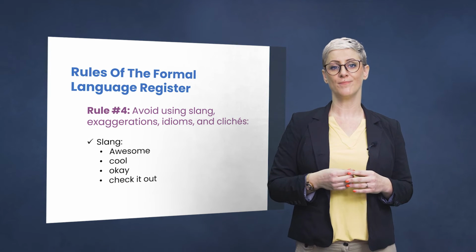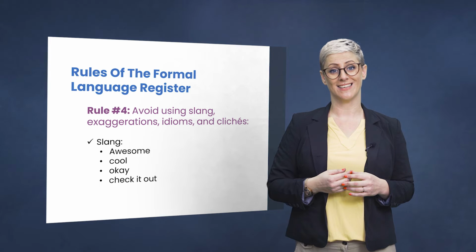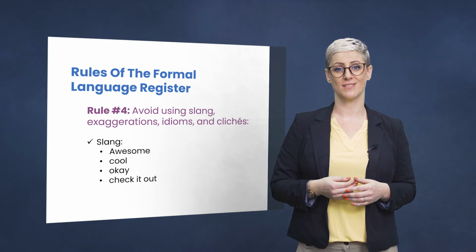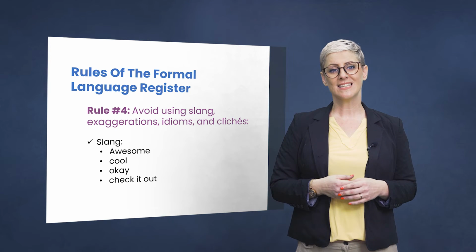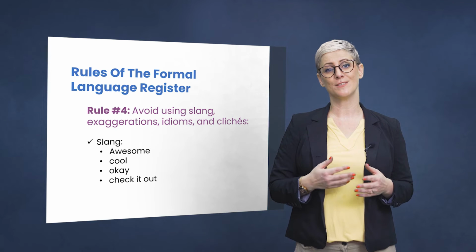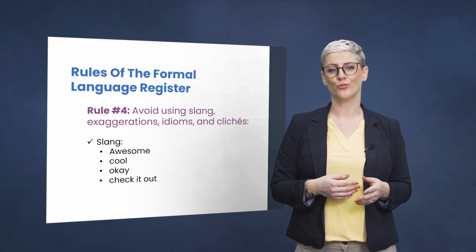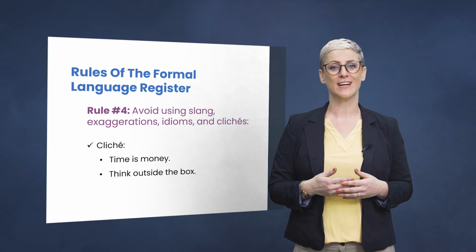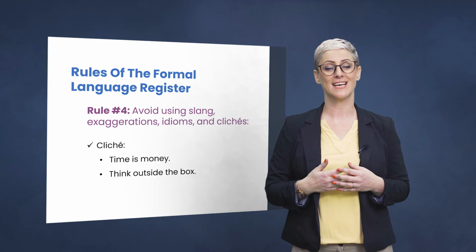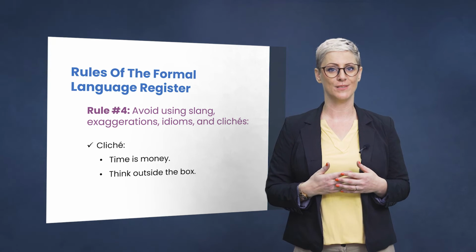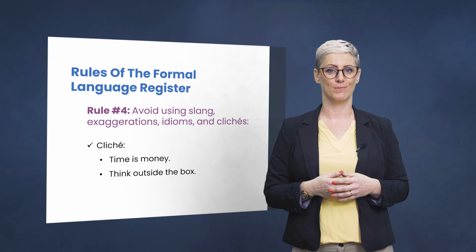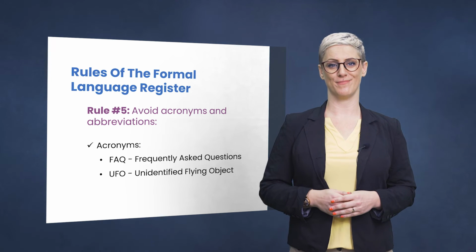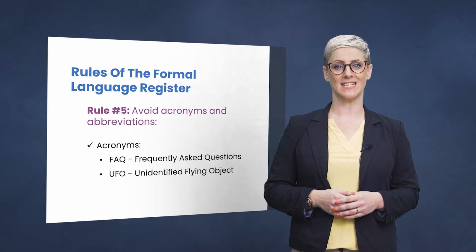Rule number 4, avoid using slang, exaggerations, idioms, and cliches. Slang is common in informal writing and spoken English. For example, awesome, cool, okay, check it out. A cliché is a phrase that is overused, said too often. For example, time is money, think outside the box. Rule number 5. Avoid acronyms and abbreviations.